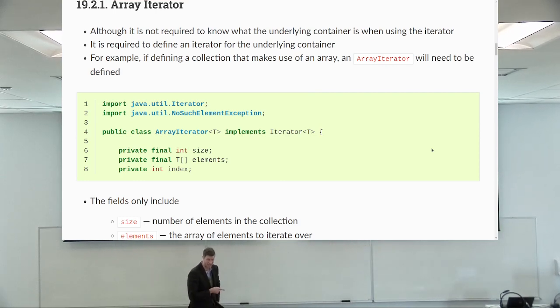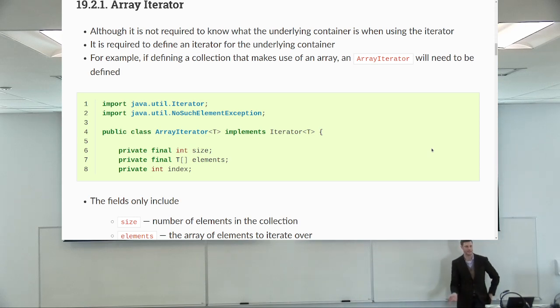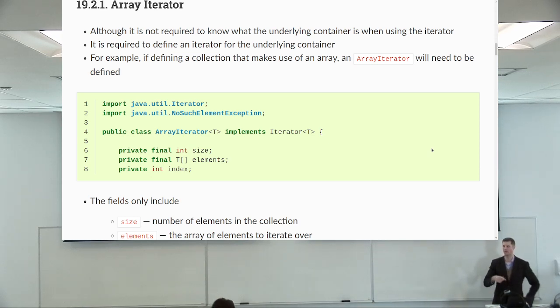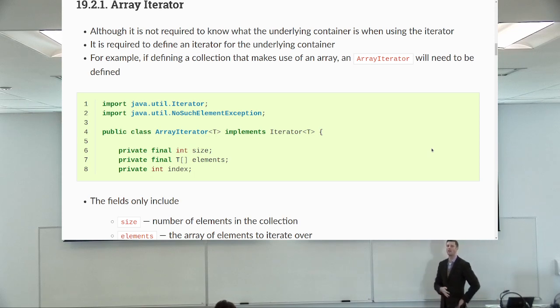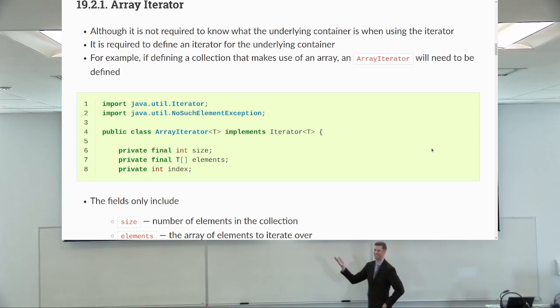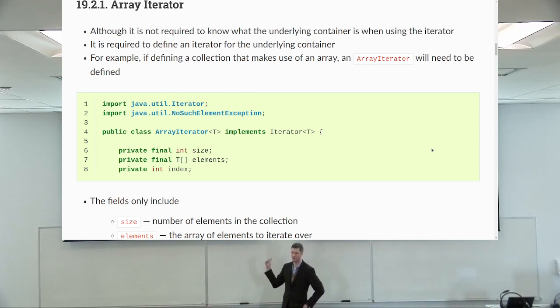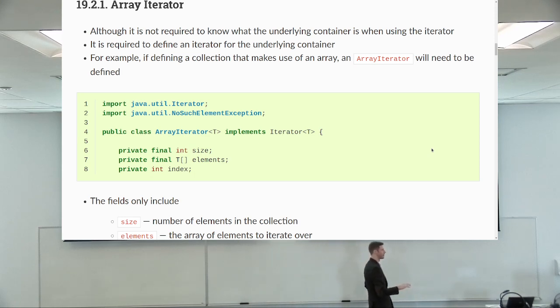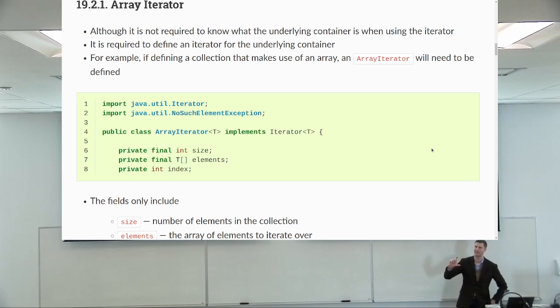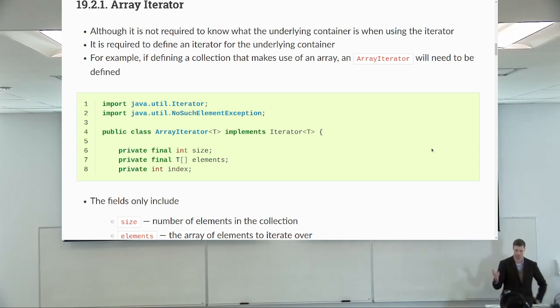But often these are written like private inner classes, similar to how the nodes are in a lot of the link structures. But for our purposes, to keep things simple, we'll just have them as standalone classes. But if you're looking at code and you see these iterators implemented as private inner classes, that's normal.